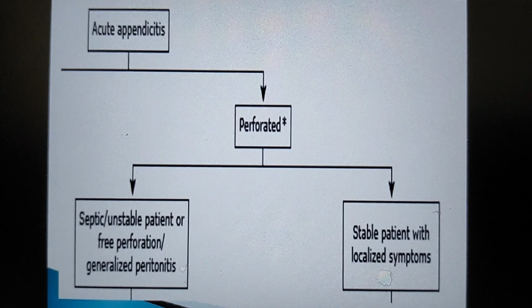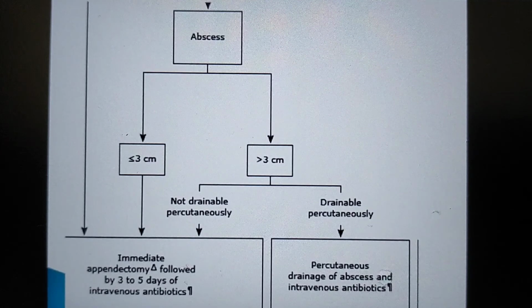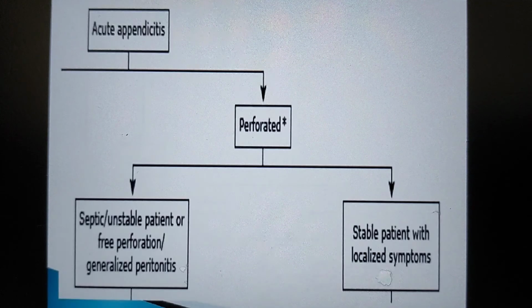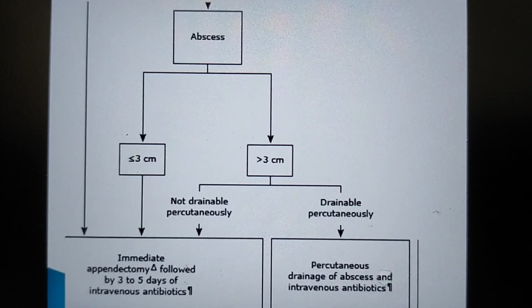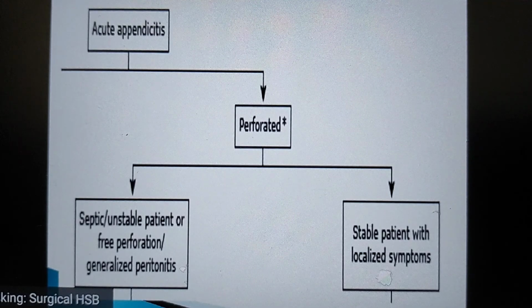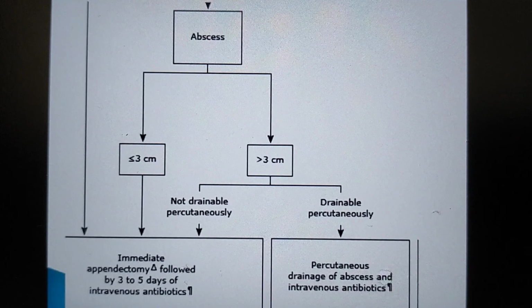Just now I said it's differentiated into perforated and non-perforated. For the perforated type, we can divide it into the unstable patient with perforation or generalized peritonitis, or the patient who is stable with localized symptoms. If the patient is unstable or has perforation with generalized peritonitis, we have to offer immediate appendectomy followed by 3 to 5 days of IV antibiotic.